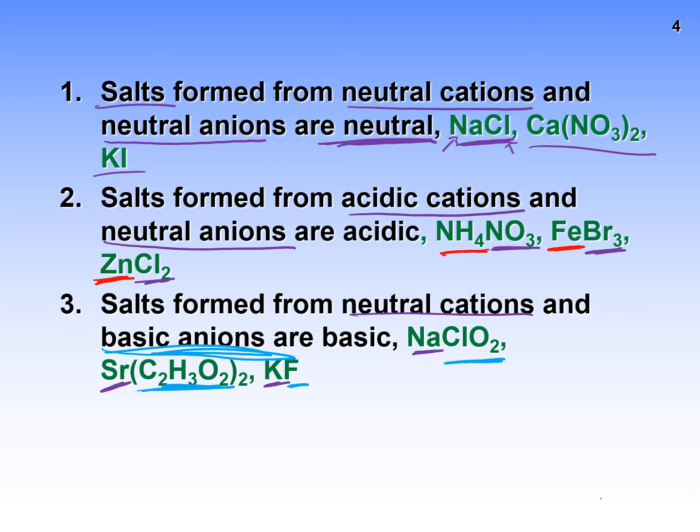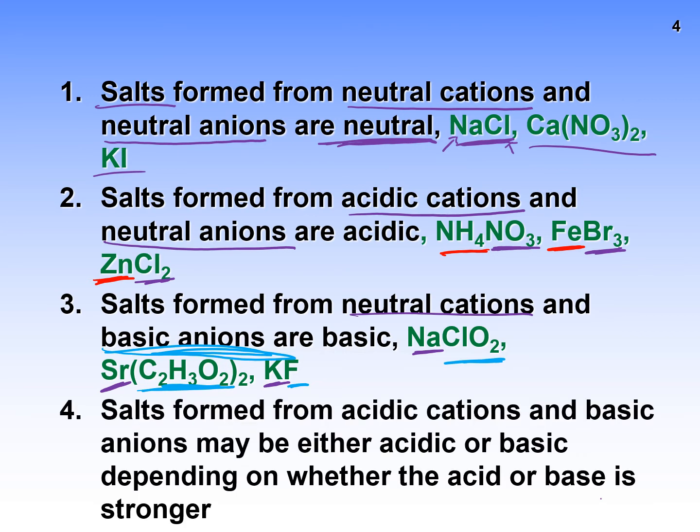The fourth scenario is by far the hardest to lock down, and that is when we have one of each. All right, we have an acidic cation and a basic anion. This salt could either be basic or acidic depending on which one is stronger. You can think of it as an arm wrestling competition. If the cation's a stronger acid than the anion is a base, then it's going to be an acidic solution. Or vice versa, it'll be a basic solution. So it really just depends on which one's stronger.